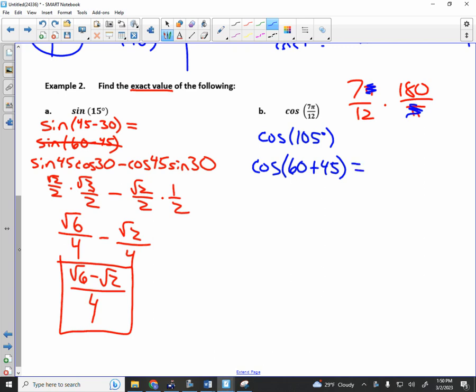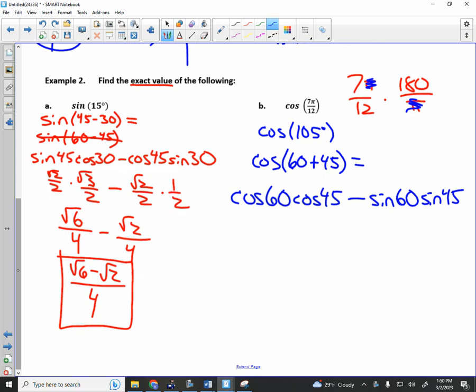You got to expand this out. Cosine of 60, cosine of 45, plus or minus. Minus, it's opposite for cosine. Minus sine of 60, sine of 45. Good. That's how we expand a cosine sum and difference formula.